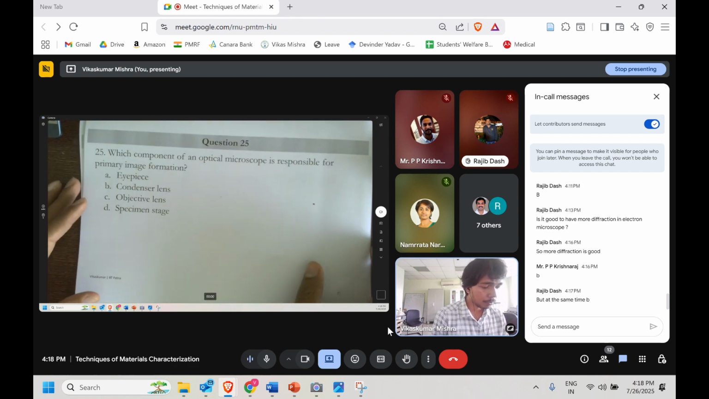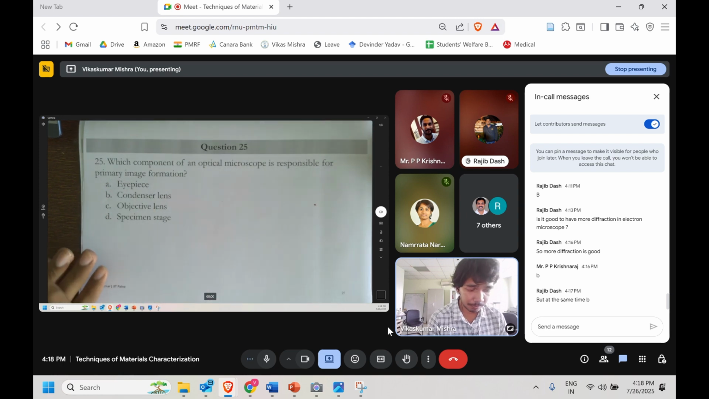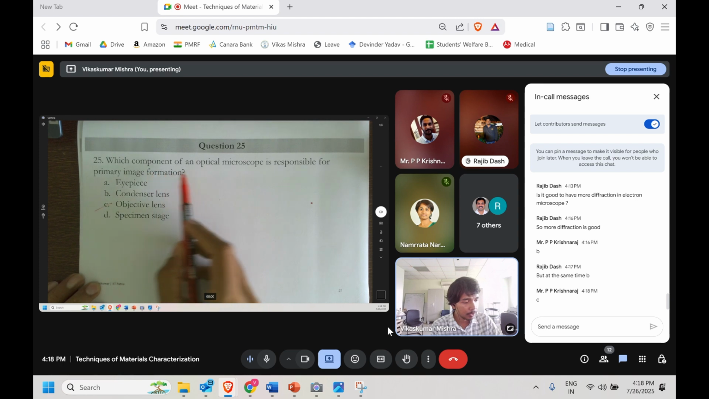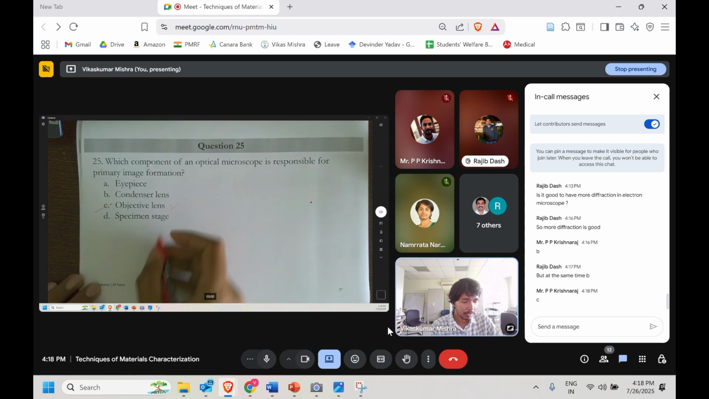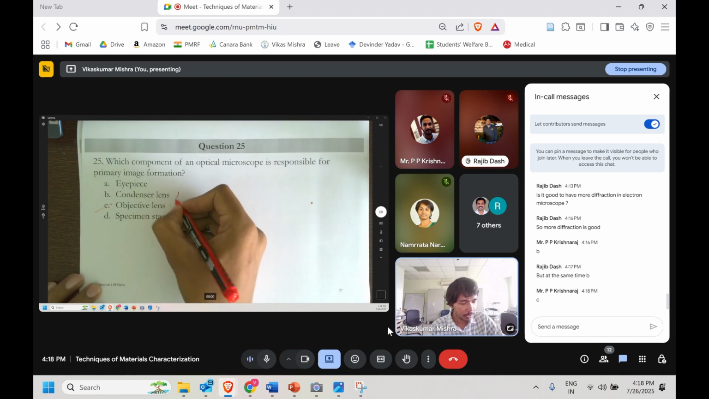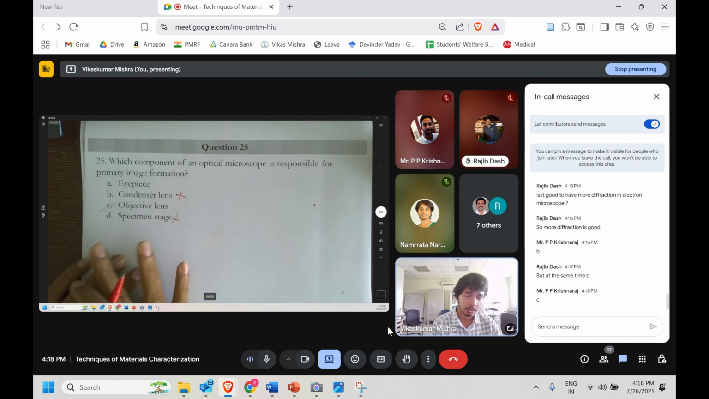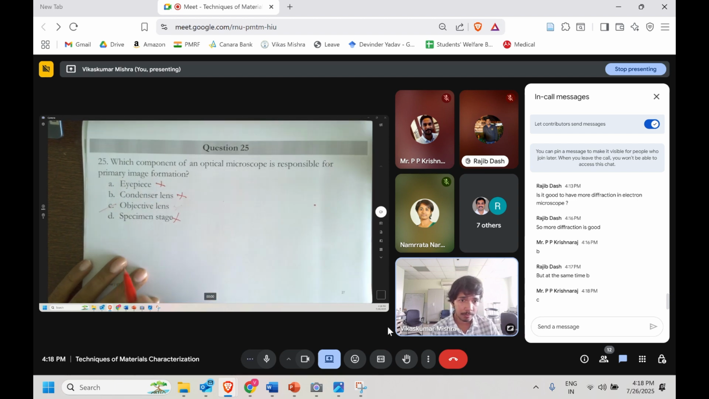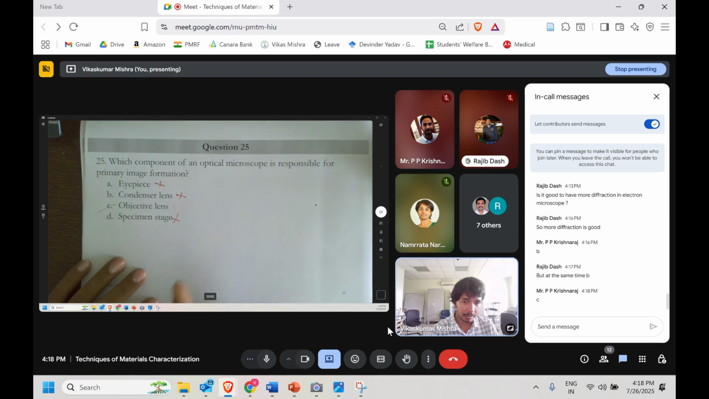Which component of an optical microscope is responsible for the primary image formation? What do you think, guys? This is the most important question, we can say. Yeah, that's right, Krishna Prasad. Option C is the right answer. The component responsible for the primary image formation is the objective lens. Sample stage, no. Condenser lens, no. The condenser lens is only going to condense the light, making the virtual light source. Eyepiece, no. The eyepiece also participates, but the main factor is the objective lens.